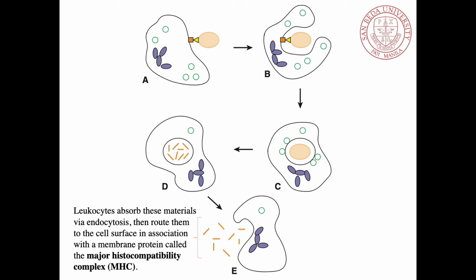Leukocytes, as well as B cells, absorb these expelled fragments via endocytosis, and then afterwards direct them to the cell surface in association with a membrane protein called the Major Histocompatibility Complex, or MHC for short. So basically, these fragments are now what we consider as antigens, which are presented by these leukocytes, which are now called antigen-presenting cells, to lymphocytes via the MHC on their surfaces.